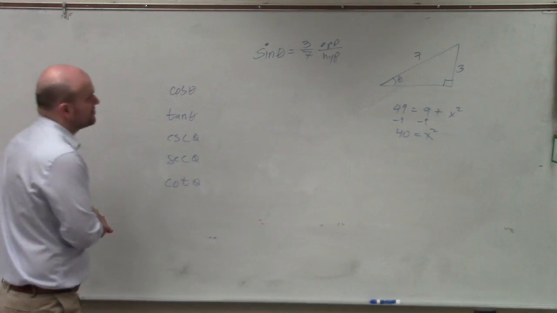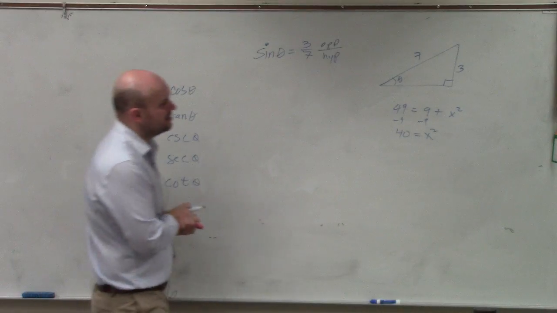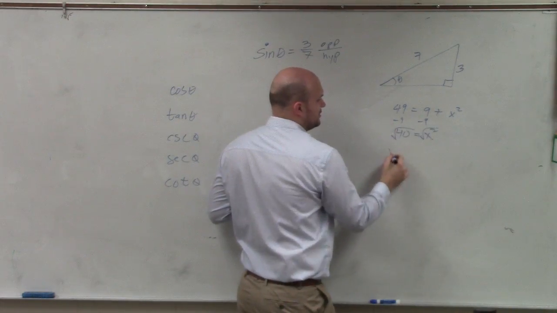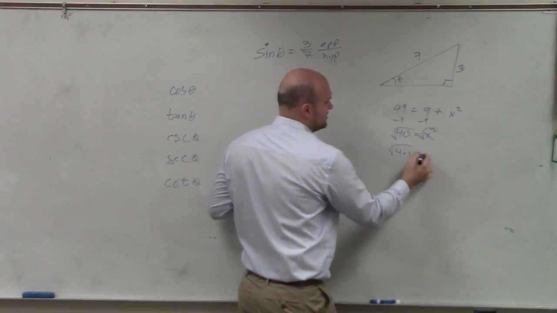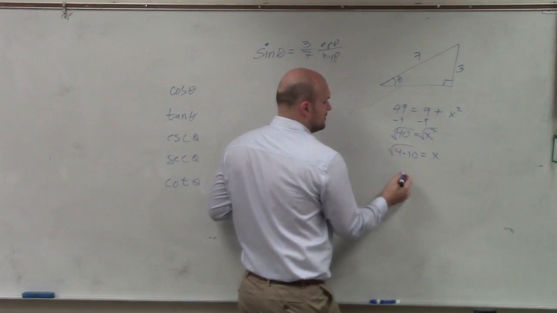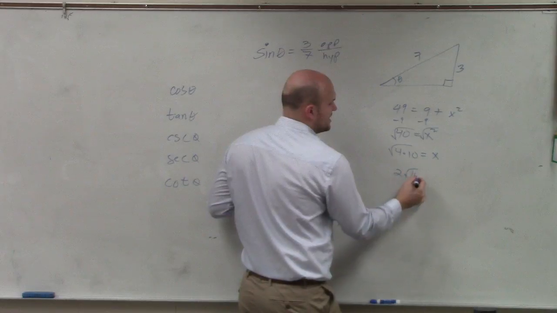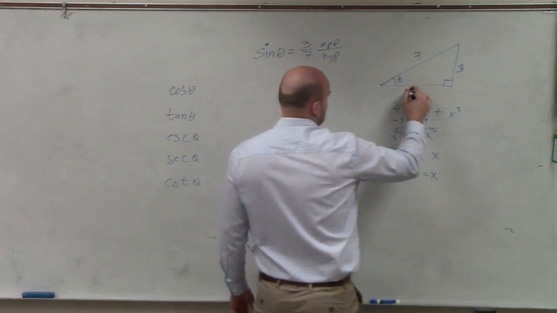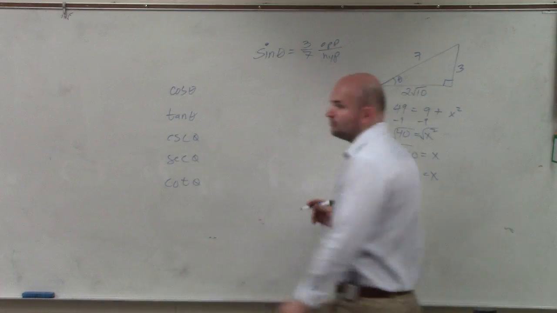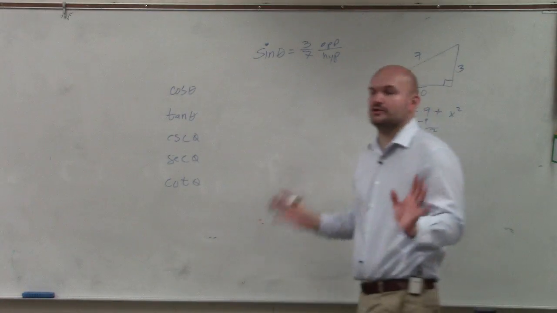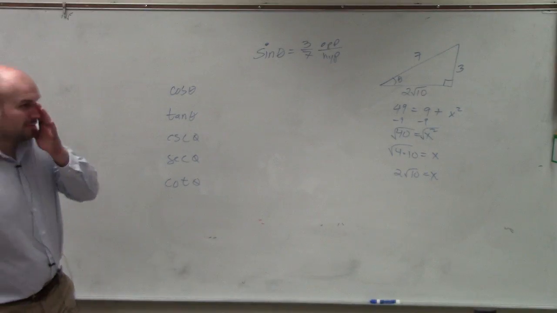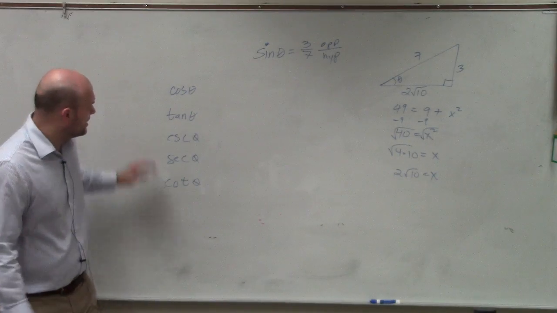I wish I would have done some more simplifying radicals. We'll practice this again. But take the square root on both sides. You get the square root of 4 times 10 equals x. This becomes 2 square root of 10 equals x. We'll practice more simplifying radicals because I know you guys need some work on this. So we'll be doing some more simplifying radicals practice.